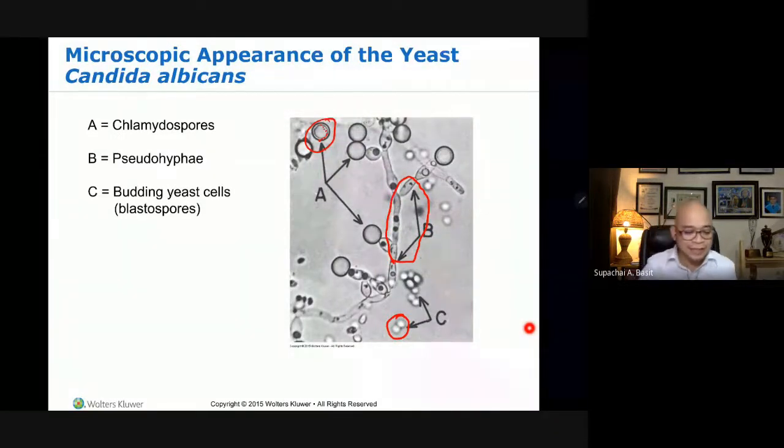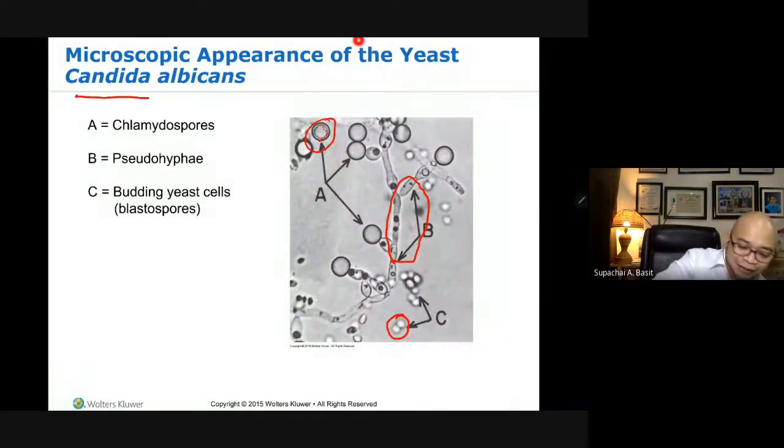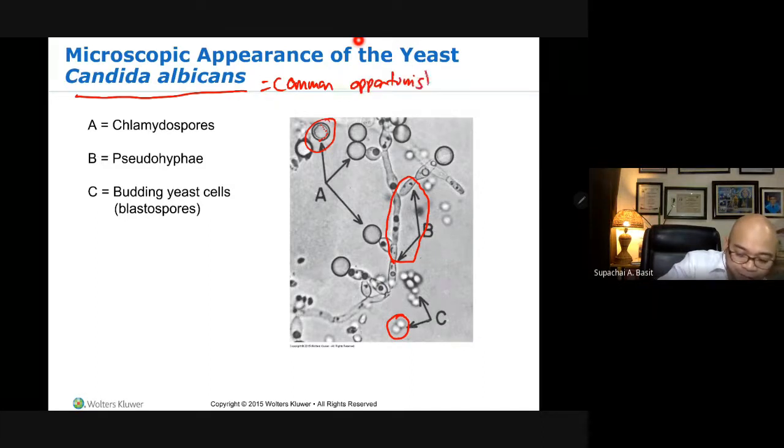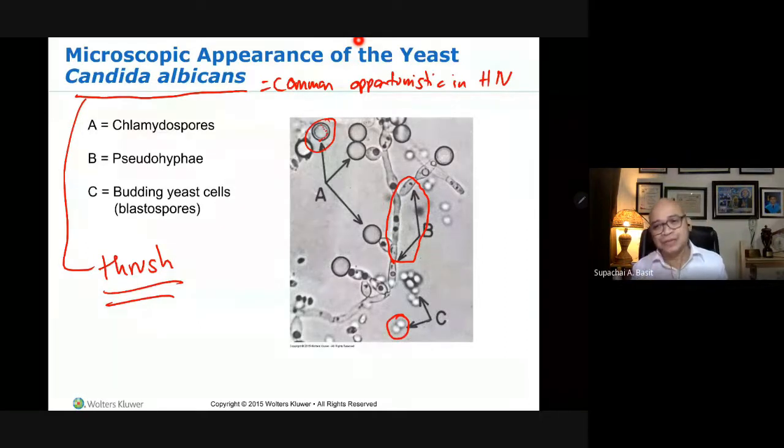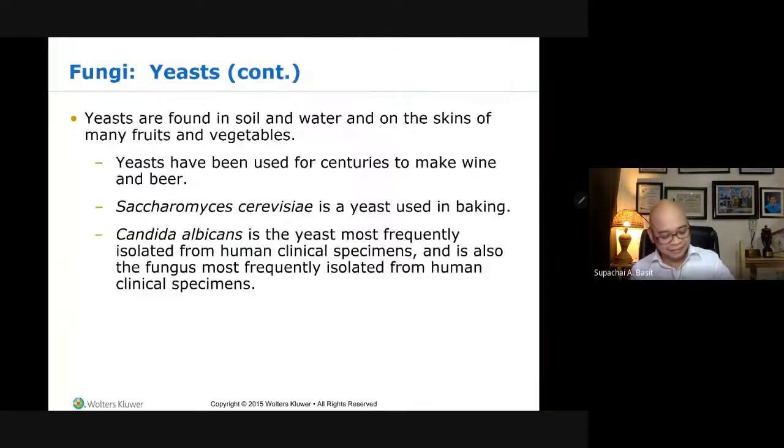Okay, so this is Candida albicans, another example of yeast. And you know, Candida albicans is a common opportunistic infection in HIV, and they can also cause thrush. It's an oral mucocutaneous candidiasis.